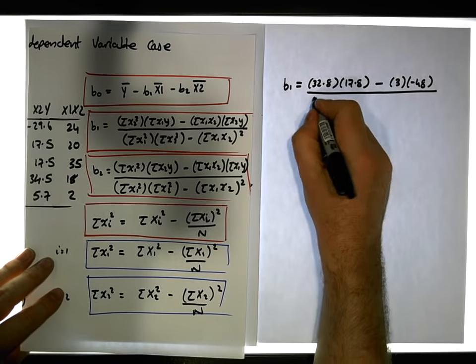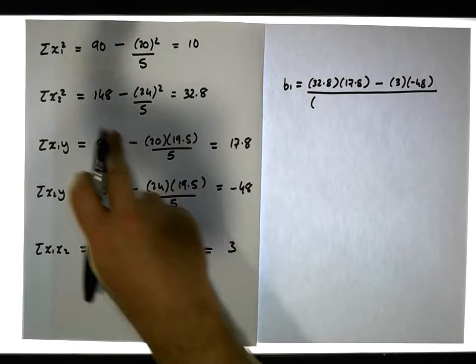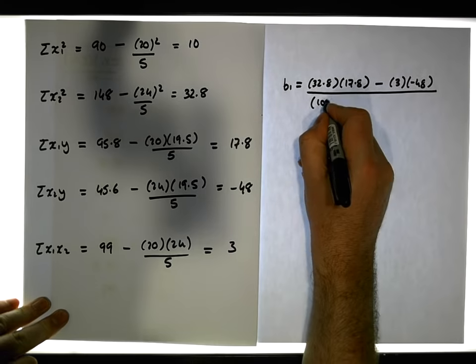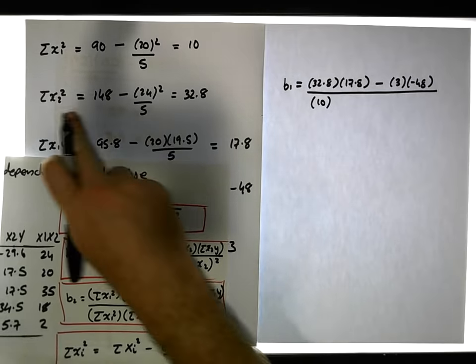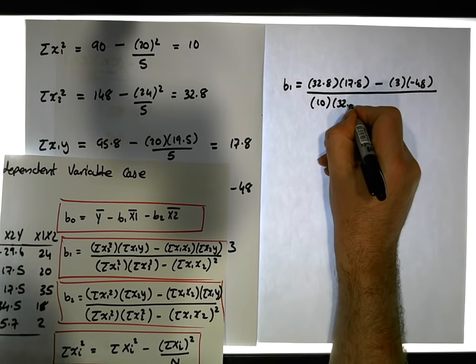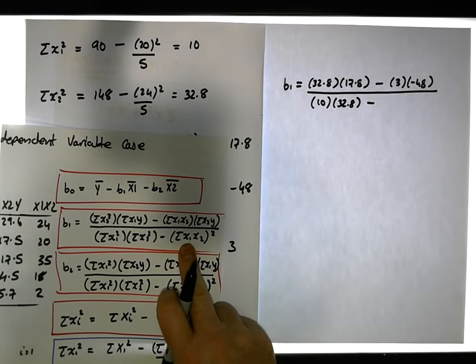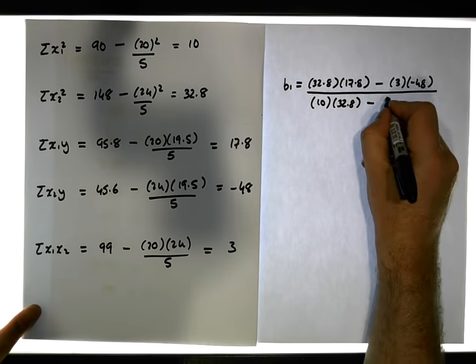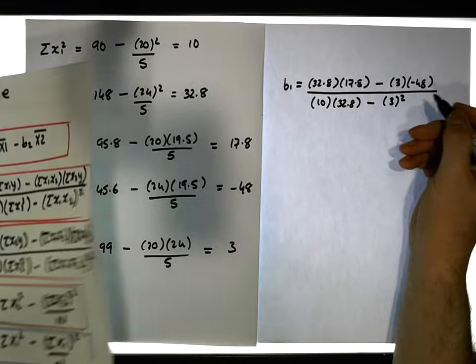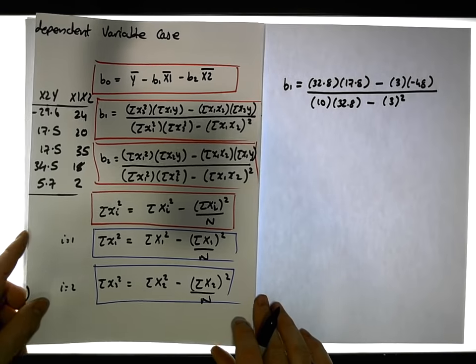The sum of the x1 squared values, which is 10, times the sum of the x2 squared values, which is 42.8, minus the sum of the x1x2's squared, which is 3 squared. That's the B1 value. Let's actually just do that calculation here.